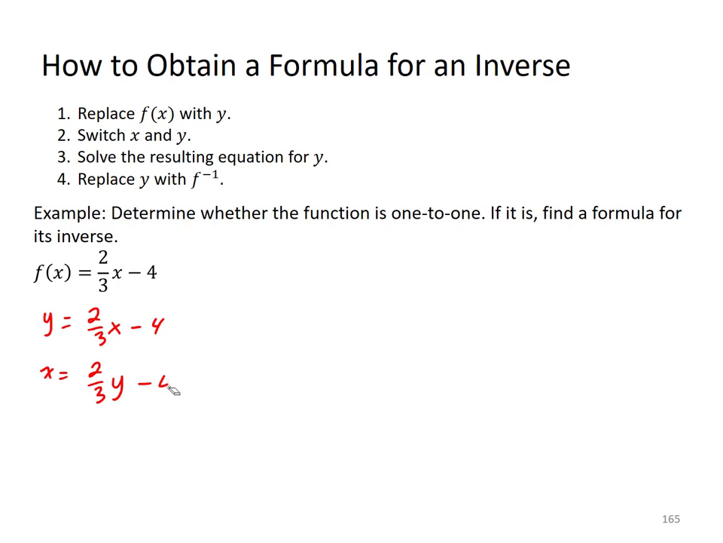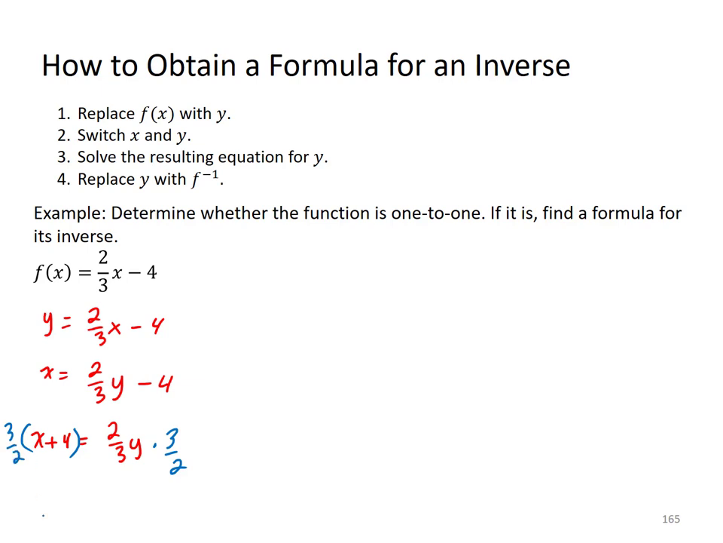And we'll solve that resulting equation for y. So in this case, x equals 2/3 y minus 4. To isolate y, I need to add 4 to both sides. So this would be x plus 4 equals 2/3 y. And then I will need to multiply both sides by the reciprocal of 2/3, which is 3/2.